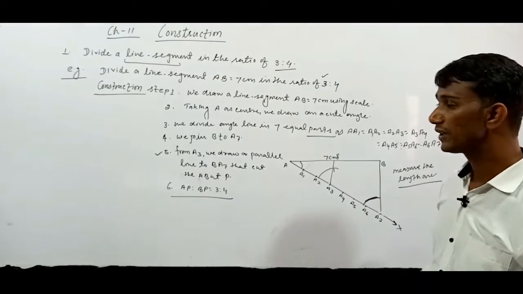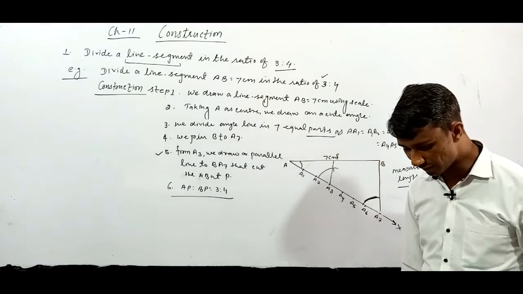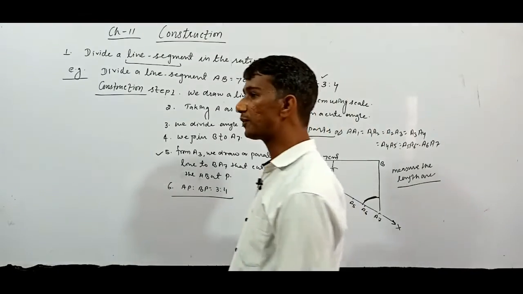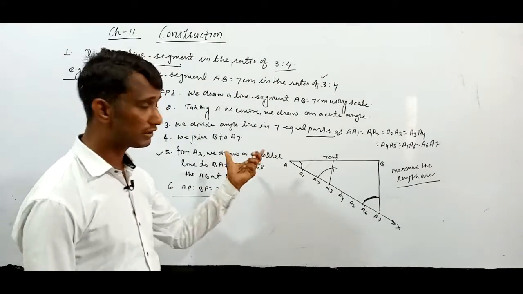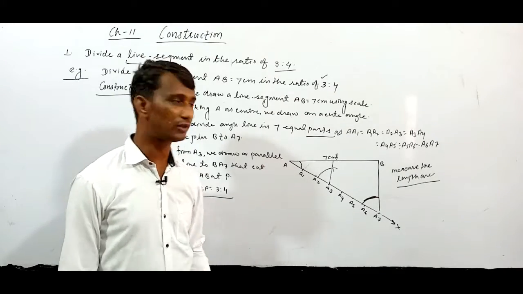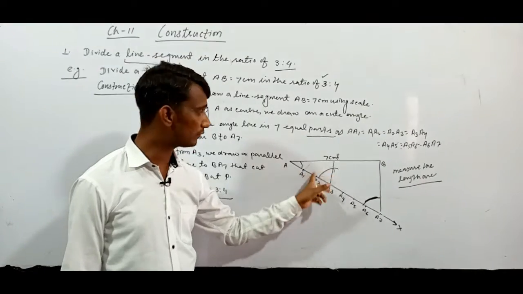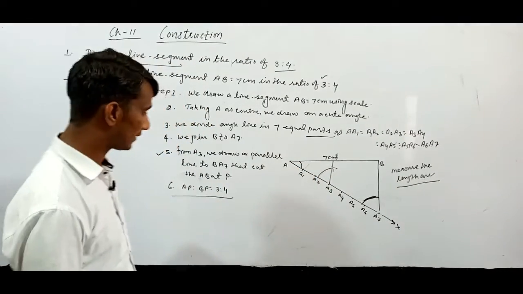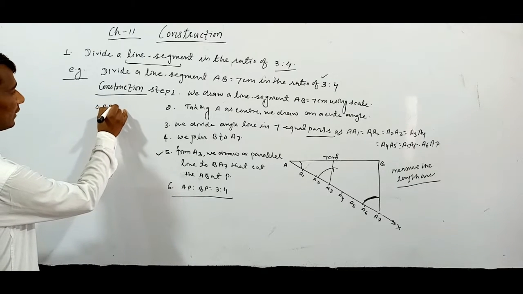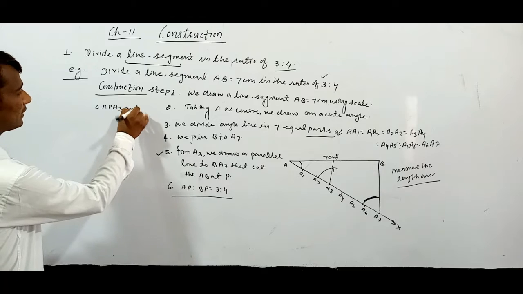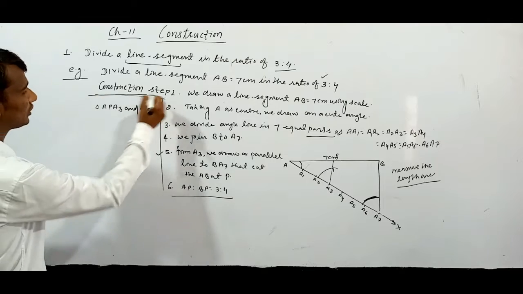This is very important. Dear student, you have studied in chapter number 6, similarity of triangles. About the triangles, I told you the basic proportionality theorem, Thales theorem. Do you remember that Thales theorem? Using the basic proportionality theorem, we apply the justification in both triangles. There are two triangles. The first triangle is AP A3 and the second triangle is AB A7. Here I am writing the justification.